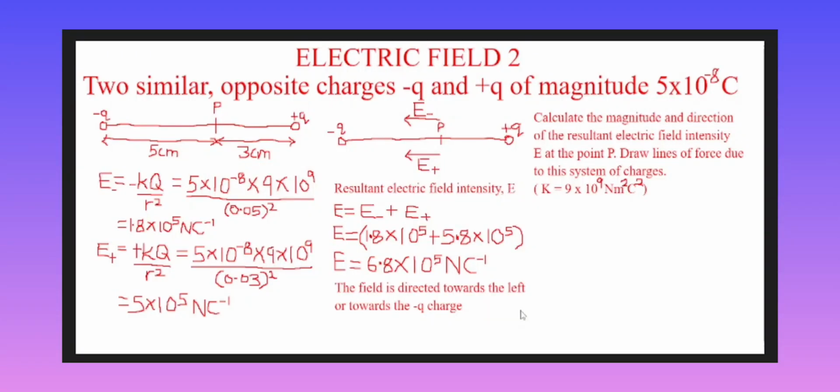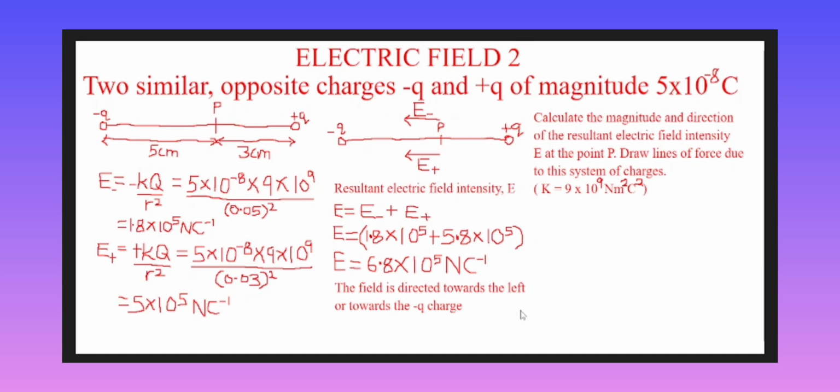In this class, we are looking at electric field 2. We are given two similar but opposite point charges, minus Q and plus Q, each of magnitude 5.0 times 10 raised to power minus 8 coulomb, separated by a distance of 8 cm in vacuum, as shown in the diagram below.